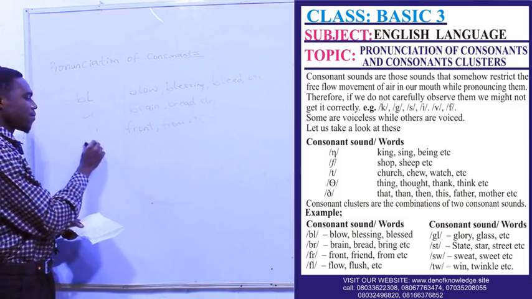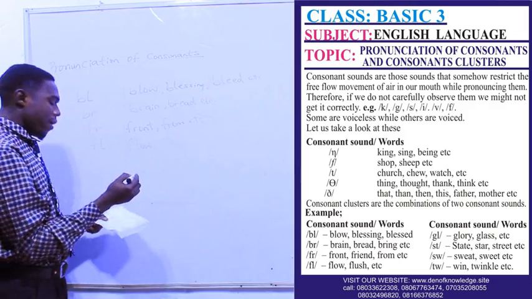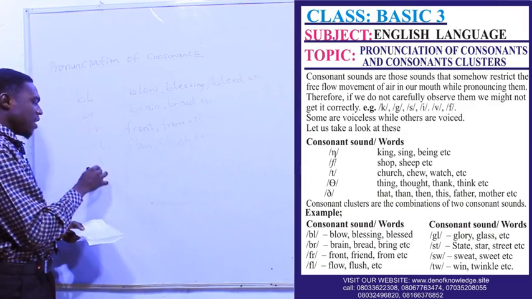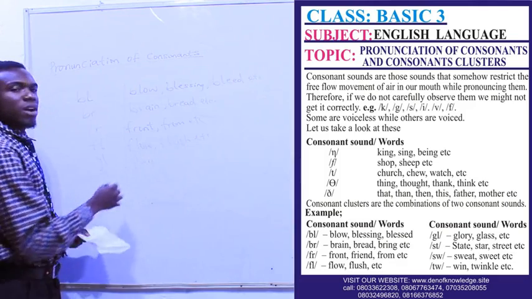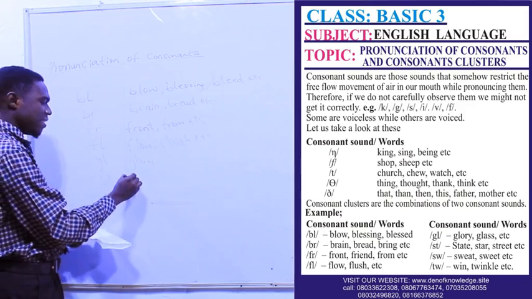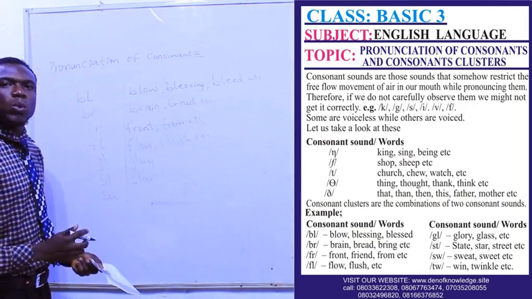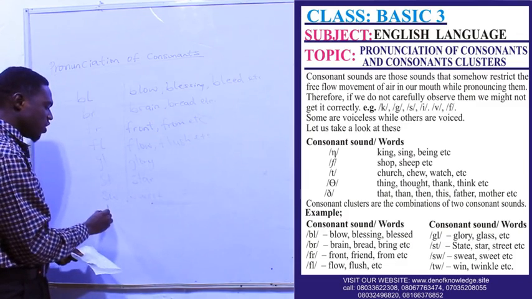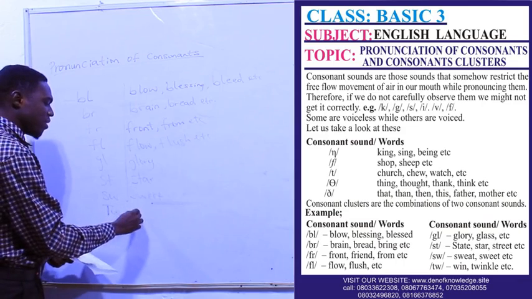We still have the other one, fl. As we have it in flow. And we have it in flush, etc. We still have some other words like gl, like in glory, glory. We have another one like st, like in star, star. We have another one like sw, like sweet, sweet. And lastly, we have this one, TW. How do you pronounce it? Like we have it in twin, twin.